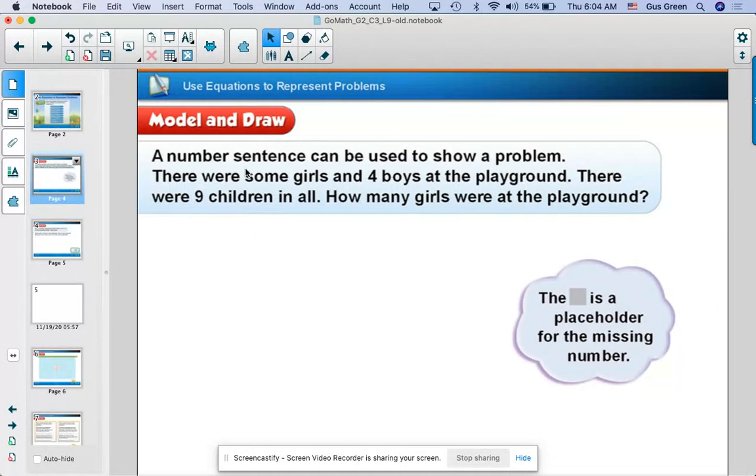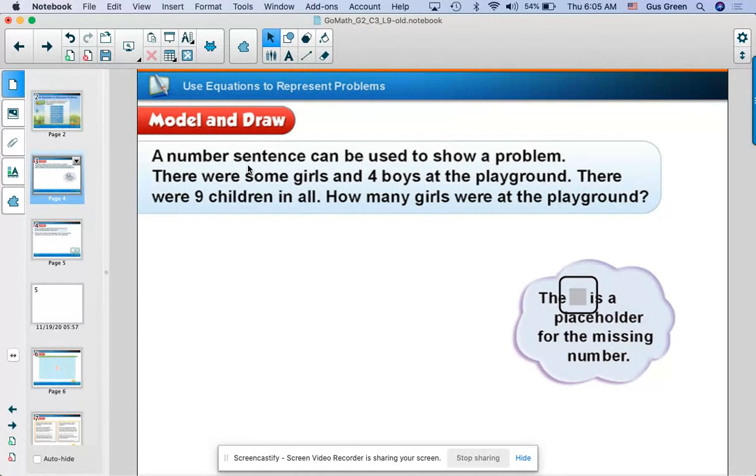And our main job right now is we want to be able to write a number sentence that represents what's going on in this story. And a key thing that we're going to do, and I'm going to circle this for you right now, is we're going to use one of these. We're going to use a box to show what information is missing and what we're trying to actually find out through this problem. So let me start by reading it.